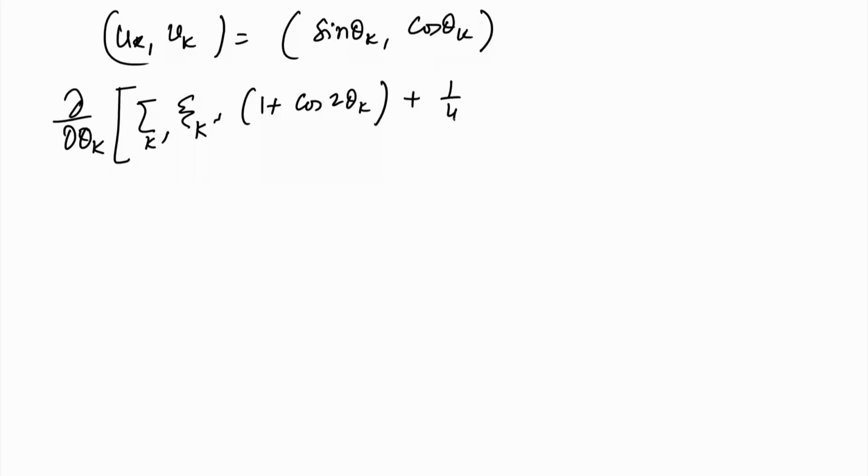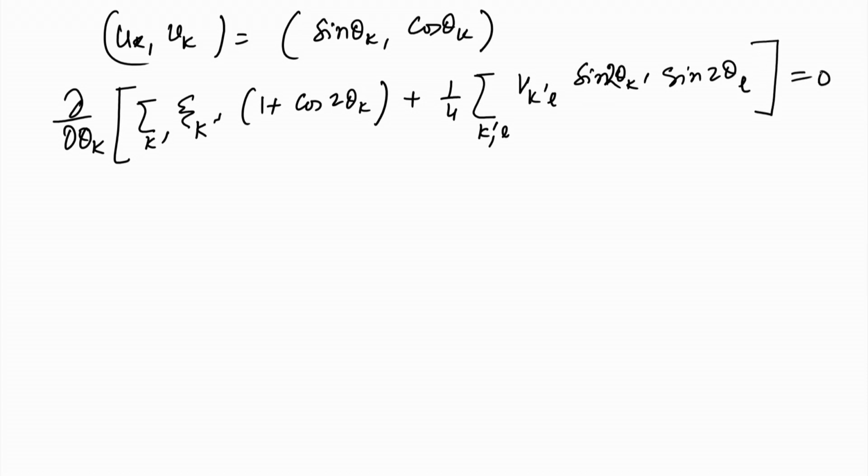Once again, this algebra you should do, because we have come from v_k squared, which we have written as 1 plus cosine 2 theta_k, and there is a V_k'L. So, there is a V_k'L sine 2 theta_k' sine 2 theta_L, and put this equal to 0 in order to do a variational calculation and see what is the extremum value of theta_k which minimizes the energy.